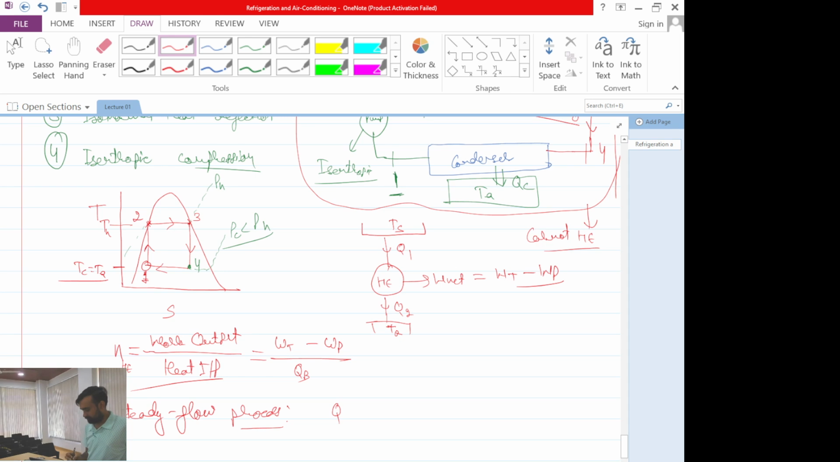Q plus h3, plus V3 square by 2, plus g z3, has to be equal to, on per unit mass basis, let me write small q, small w_t work output, plus h4 plus V4 square by 2 plus g z4. Are all clear with this point or not?